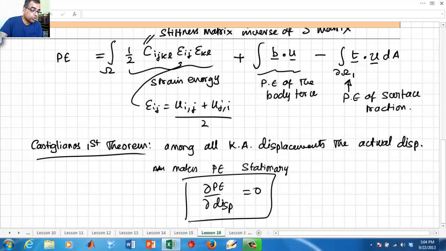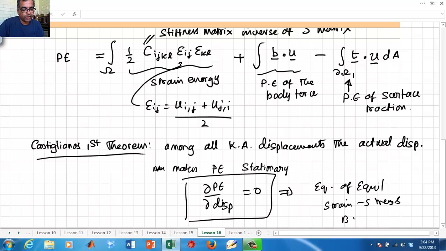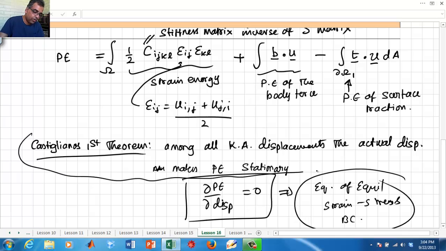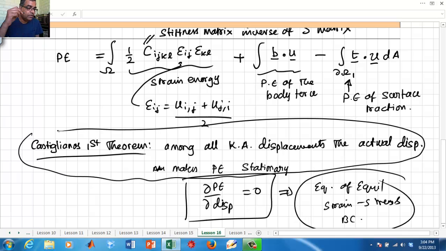Now we are not going to show it, but in fact this condition implies the equations of equilibrium, strain displacement relations, strain stress relation, the Hookean relation, and boundary conditions. All of them are hidden in this one statement. Can you see how powerful this statement is? This is the starting point for all FEM programs.